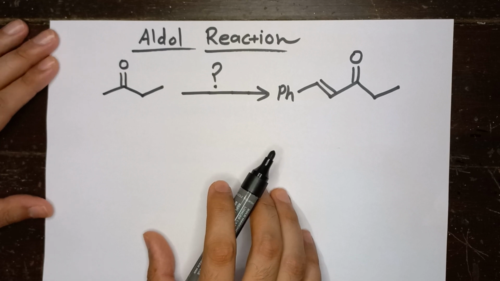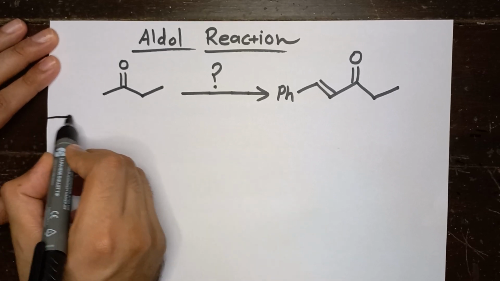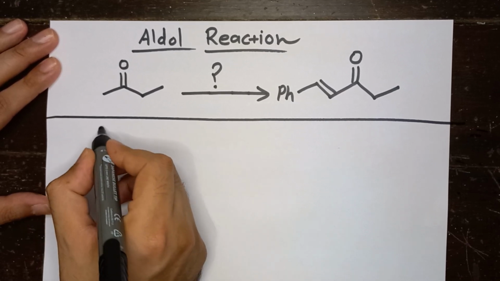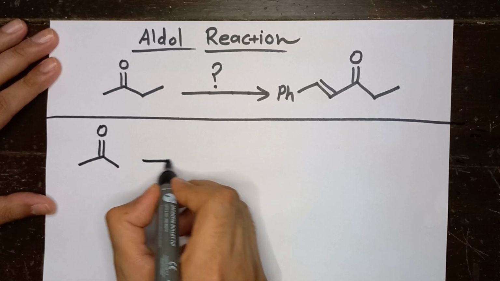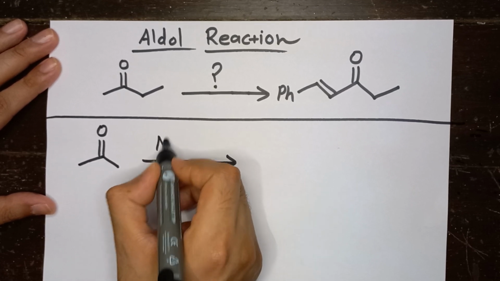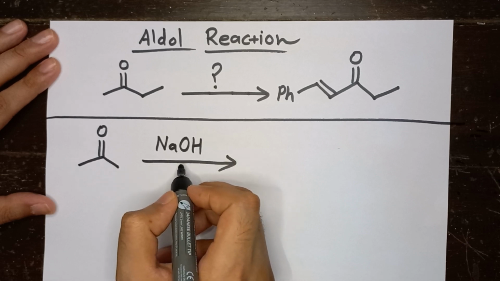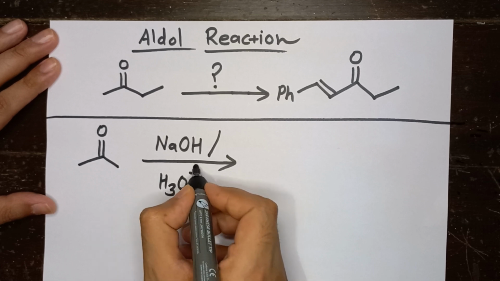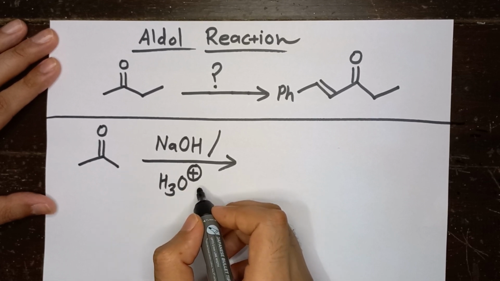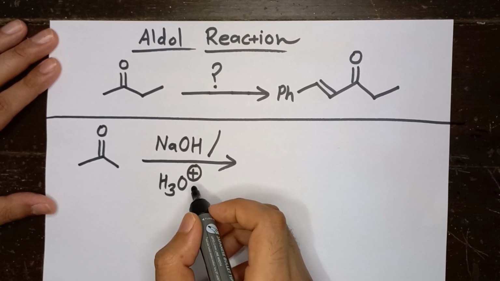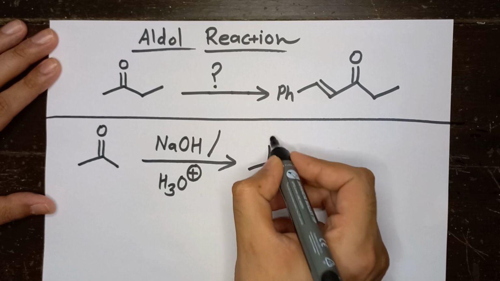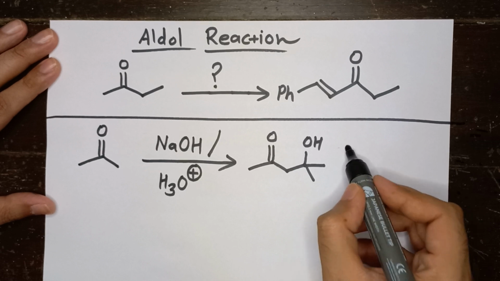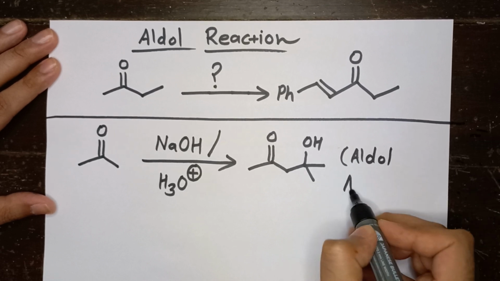So let's begin. Let me give you another example. Suppose I have acetone and I'm reacting it with sodium hydroxide as a base. This reaction can also be done under acidic medium, a mild acidic medium, like hydronium ion, that will give me H plus ions, and you will be able to generate this aldol addition product.